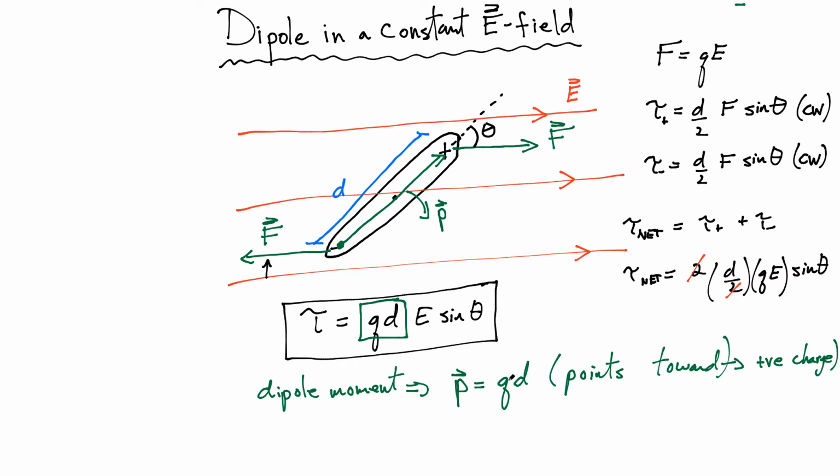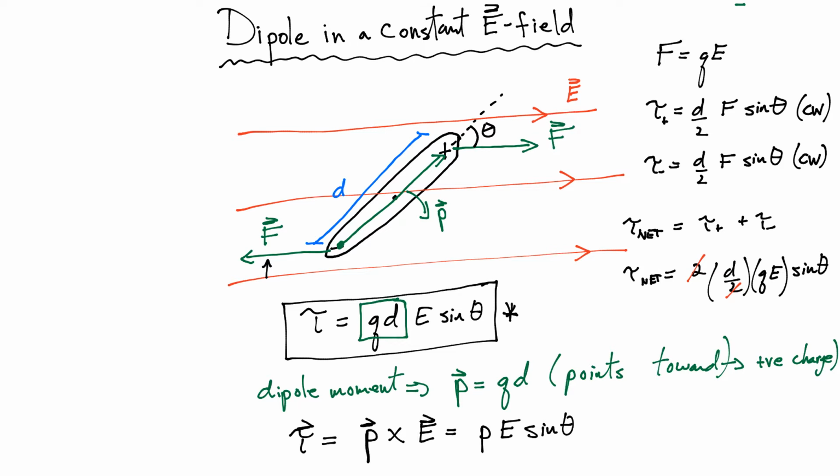The reason we want to define the dipole moment is because the torque can now be written as a vector equation. The torque as a vector can be written very simply as our dipole moment vector cross product with the electric field. So there you have it. That is the same equation as the one I wrote up here. Remember how you expand a cross product: you take the magnitude of one vector, multiply it by the magnitude of the other vector, and then multiply it by sine of the angle between the two vectors.